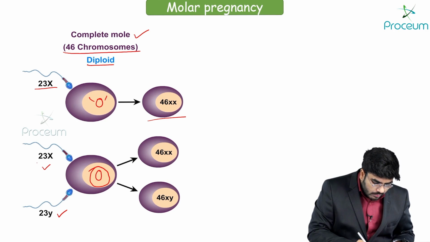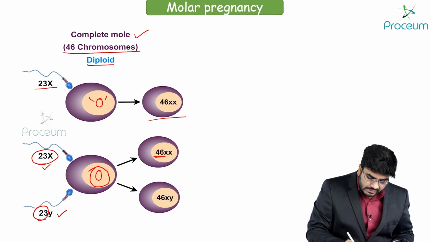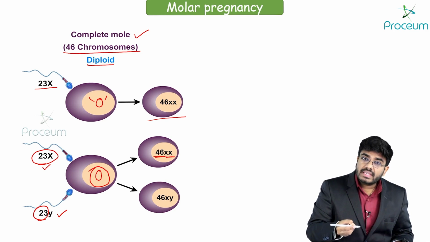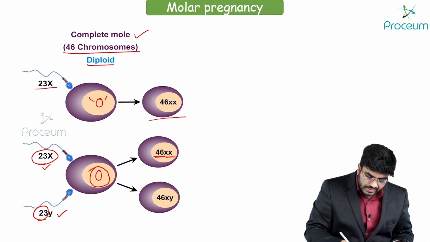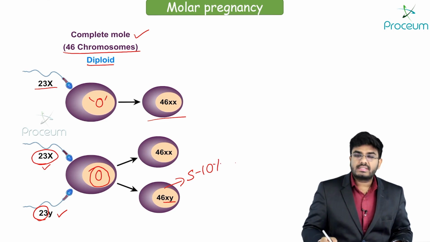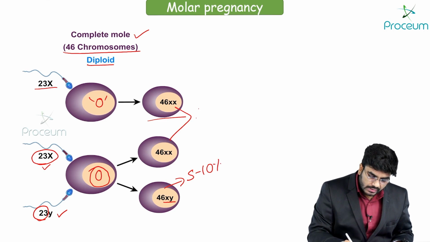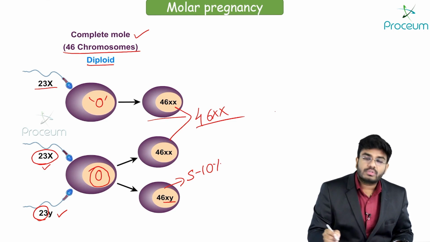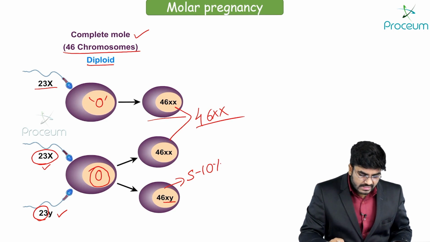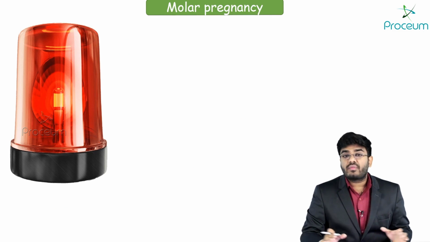Now see here, 23, 23, so 46 will be there. If both the sperms are X, it will be XX. If one sperm is X and one sperm is Y, it will be XY. So this type is usually seen with 5 to 10% of the cases. But most common is 46XX karyotype. Okay. Now, having said that, let's discuss what the risk factors are.